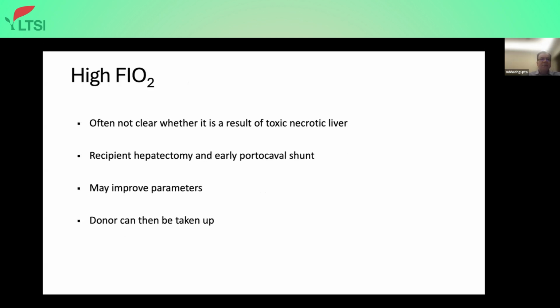Next slide. Now, if there's high FiO2, then it's often not clear whether it's a result of toxic necrotic liver. Then I think at least on 2-3 occasions we've done a recipient hepatectomy and early portocaval shunt with improvement in all these parameters, and the donor can then be taken up. I think we did this once with RR Hospital where Dr. Day was there, Dr. Mukesh was there, and Dr. Metu has published this, where he did a recipient hepatectomy, stabilized the patient, and then went on to do a transplant. Next.